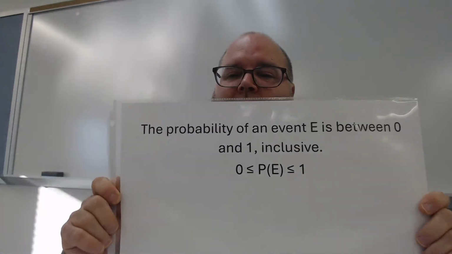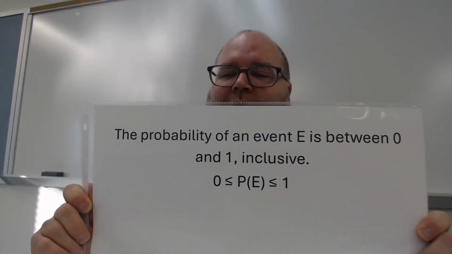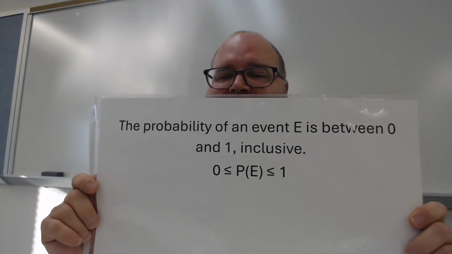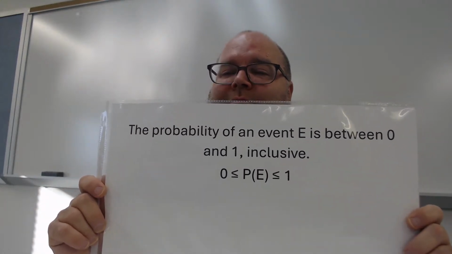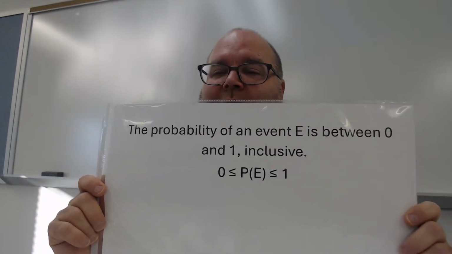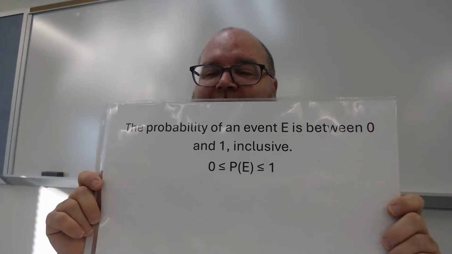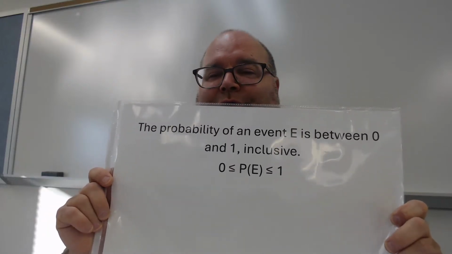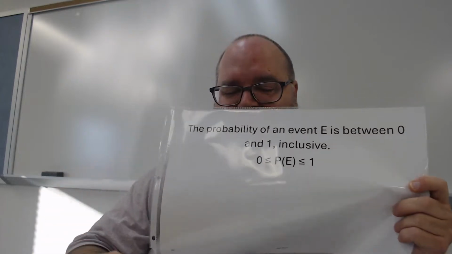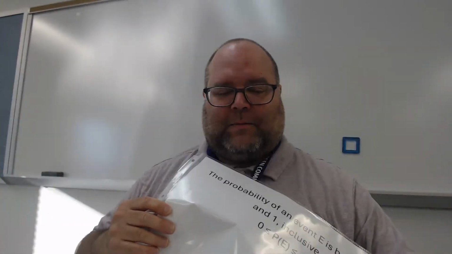Any probability will fall between 0 and 1. So the probability that some event E will occur is between 0 and 1 inclusive. So the probability is always greater than or equal to 0 and less than or equal to 1.